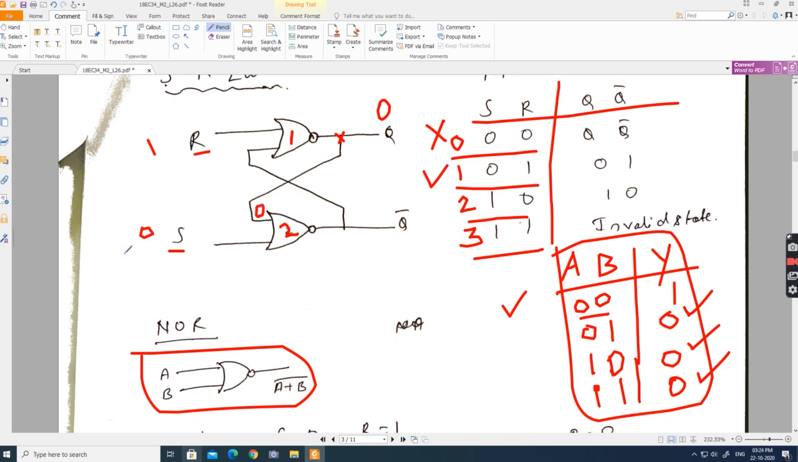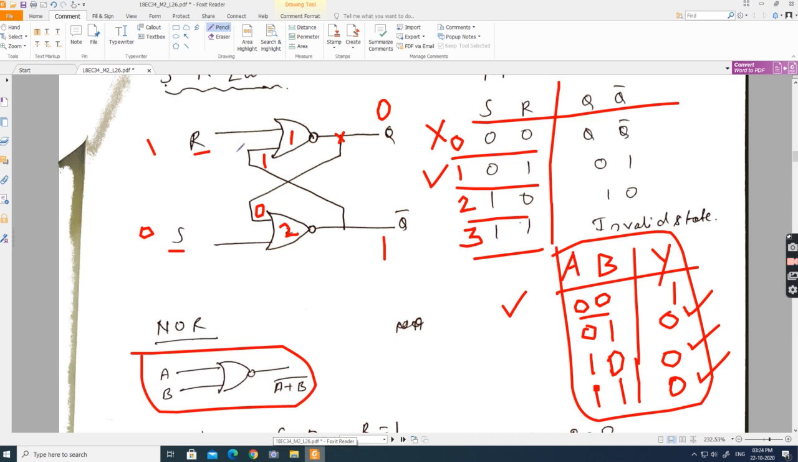Now 0 and 0 is the input here. Now I came to know both the inputs for the second NOR gate: one input is 0, another input is also 0. What will be the output? 1. Everyone understanding this? Yes, sir.